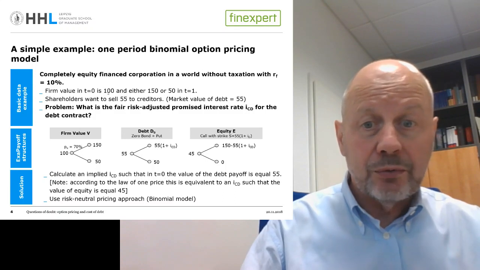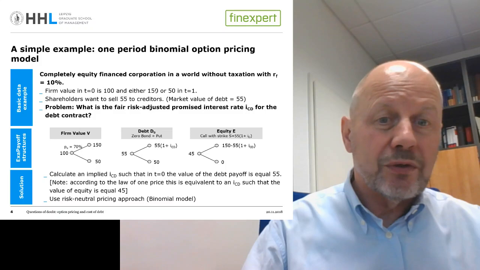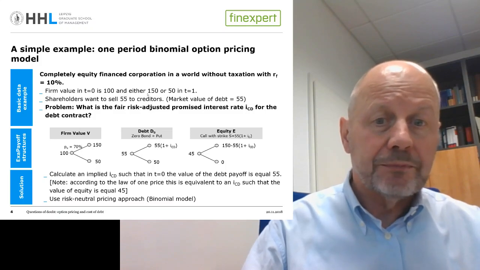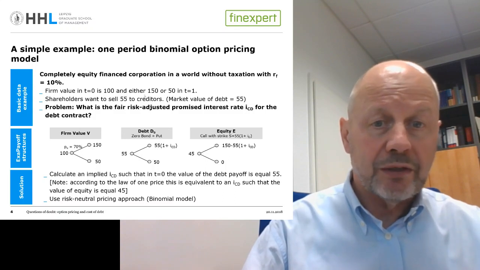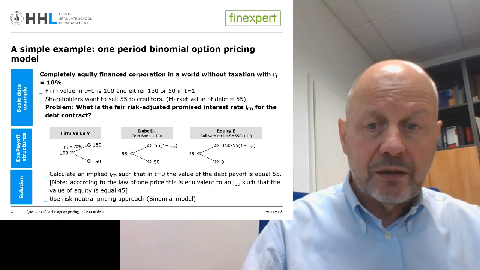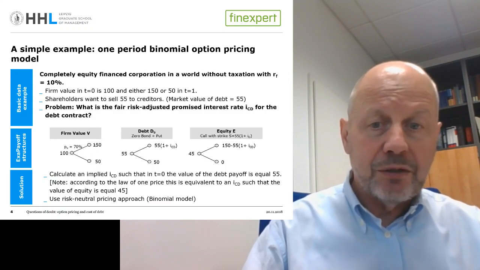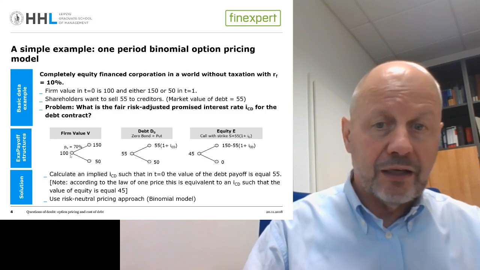The current firm value is given, so it is 100, and it is uncertain in the next period. It either goes up by 50 to 150, or it goes down to 50 from 100. So you see here, this is the potential distribution of the value of the firm in the next period, and this is its current value of 100.